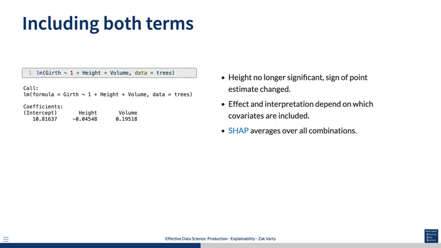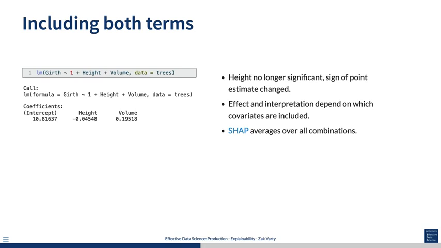What's interesting then is when we include both terms in our model, the interpretation of our coefficients changes dramatically. Here, height is no longer positively associated with girth, and in fact, the sign of the point estimate has changed from positive to negative. This is because for a fixed volume of wood, a taller tree is generally going to have a smaller diameter.